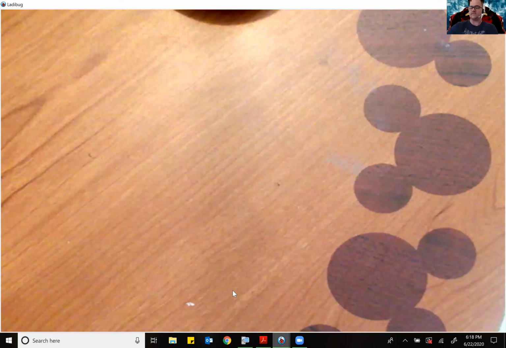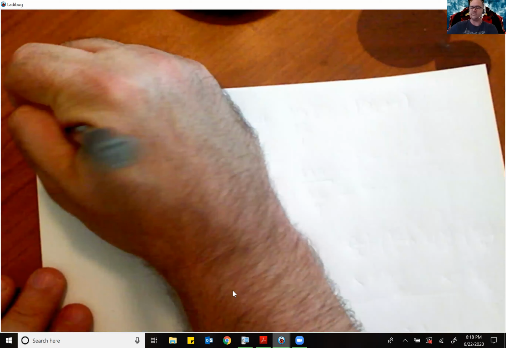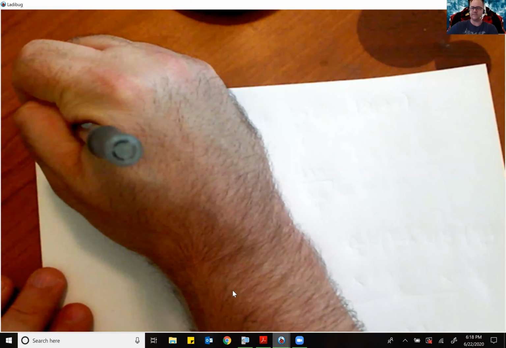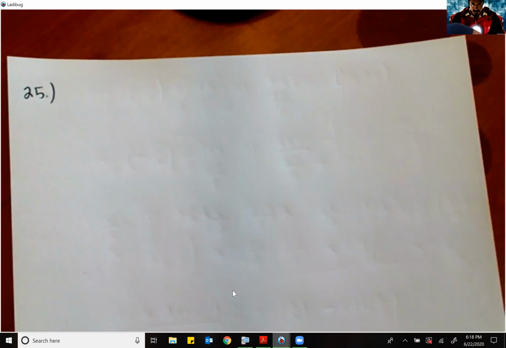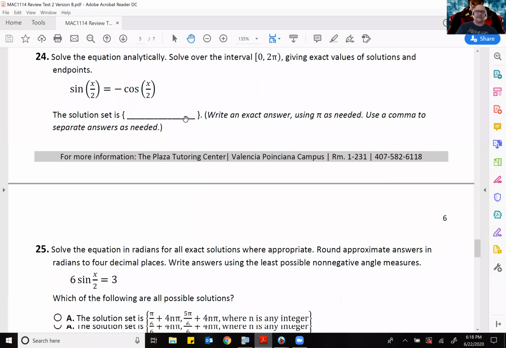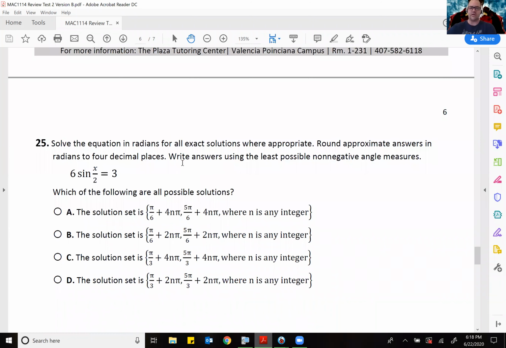And I believe you should have had something like that in your assignment as well for 10.6. So number 25, the last 10.6 problem. Here we go. This is it. You've made it to the end. So this one wants all exact solutions. So again, we'll talk about that as soon as we're done solving. Okay?